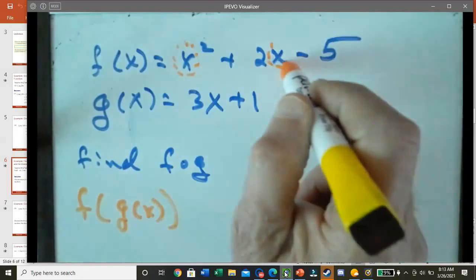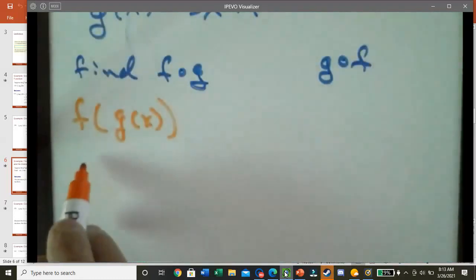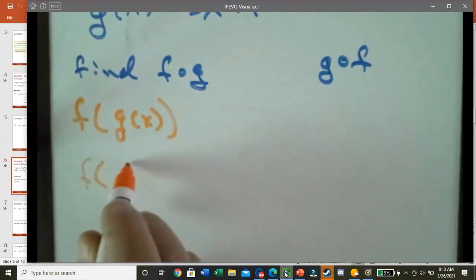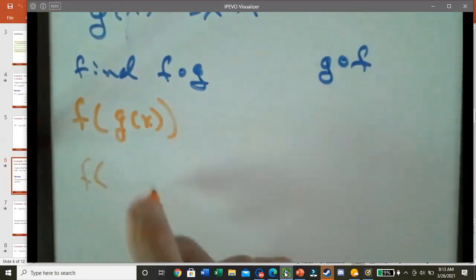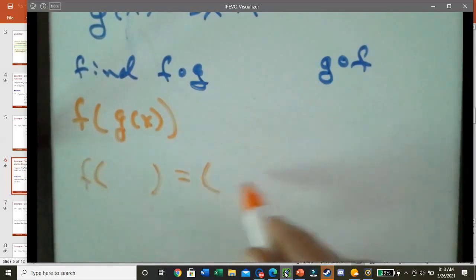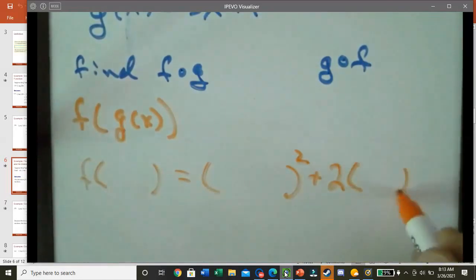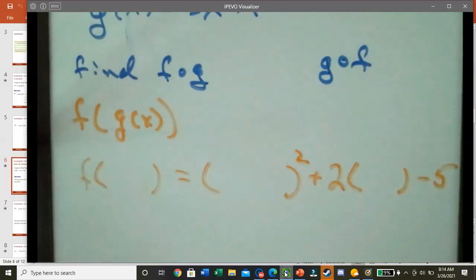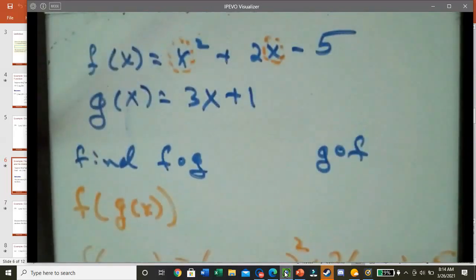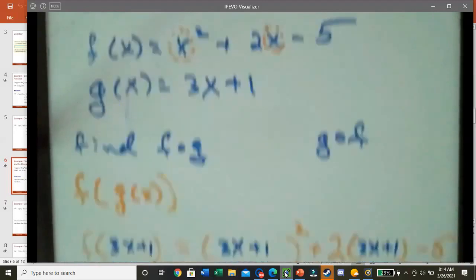it's like you're cutting out the x's and you put parentheses. So this will be f of x, f of parentheses equals parentheses squared plus 2 parentheses minus 5. Okay, and then we're going to put g of x in. So we're going to put g of x is 3x plus 1, 3x plus 1, 3x plus 1. Okay?